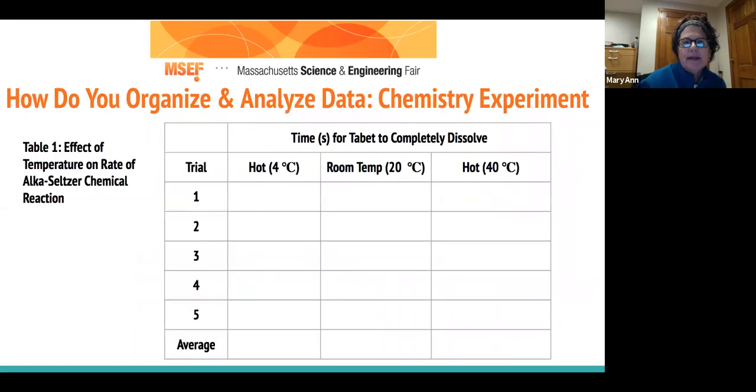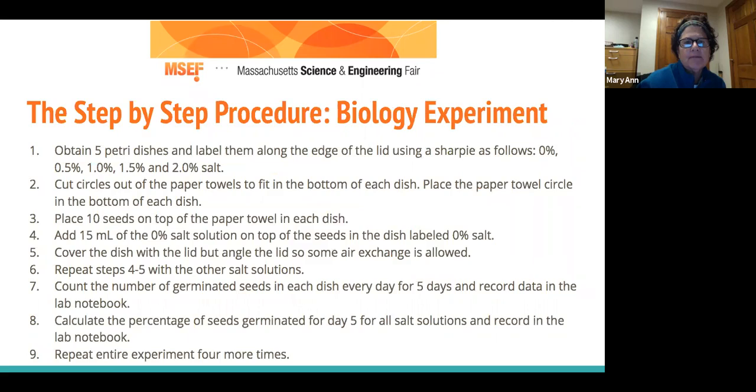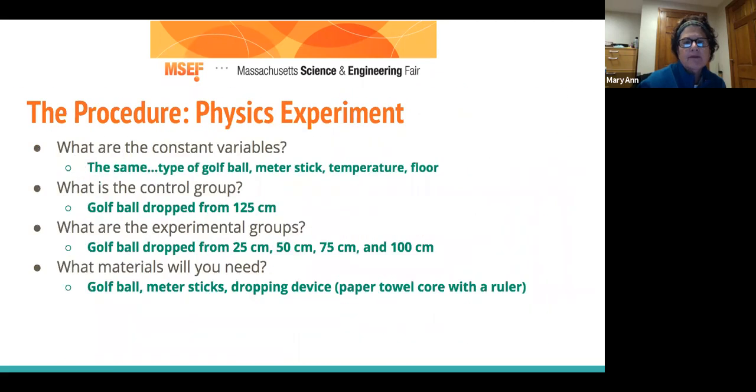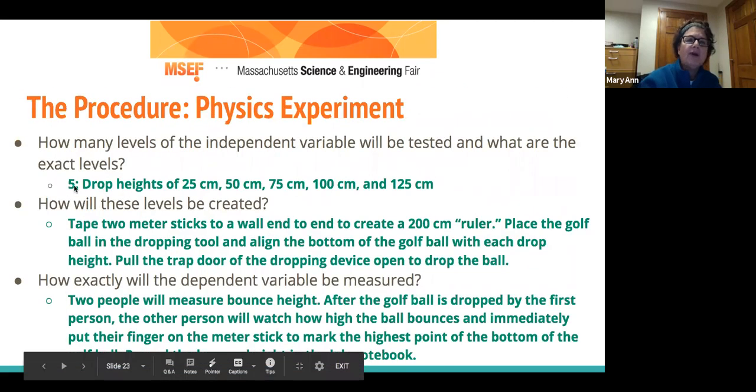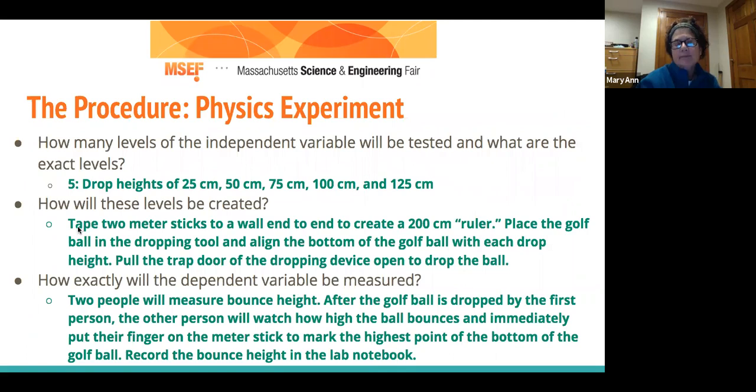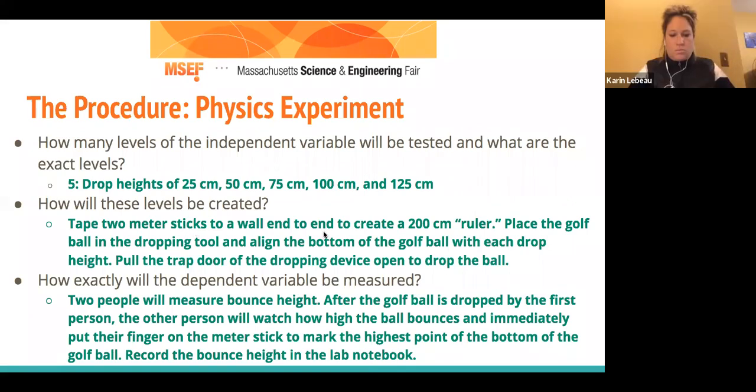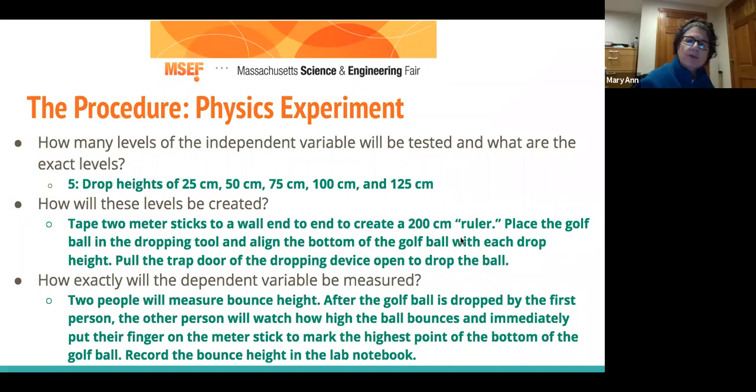Okay, so now for the physics experiment, we're going to do 5 drop heights, so 5 levels. How will these levels be created? We're going to tape 2.6 meters. Imagine 2.6 meters back there. Tape, literally, encourage the kids. They have to tell you, they're going to be taped to the wall end to end to create a 200 centimeter ruler. Place the golf ball in the dropping tool and align the bottom of the golf ball with each drop height and pull the trapdoor.